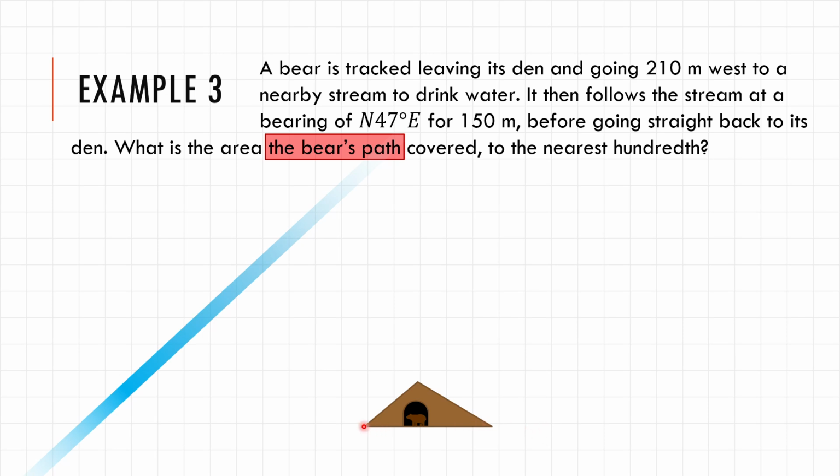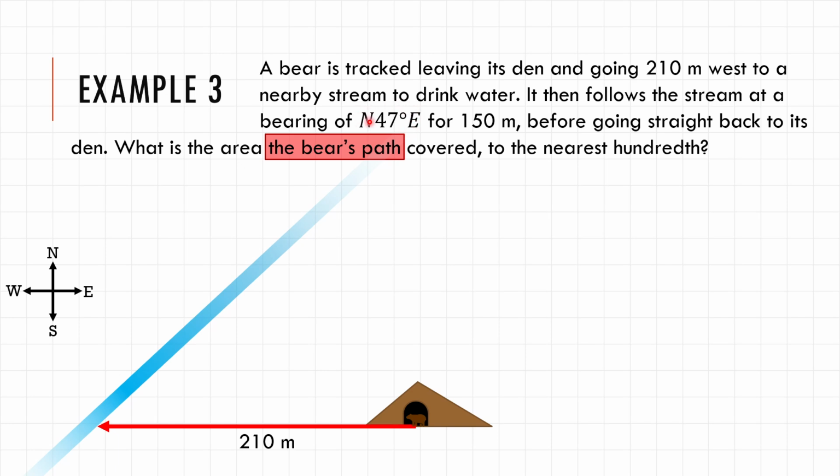Well, if you need a little help getting started, let me at least start you off by drawing the bear's path. So from here, we know that the bear leaves its den and goes westwards. So if I put a little compass rose in here, west is in this direction. So the bear sort of goes this way until it reaches the stream to drink water. It then follows the stream at this bearing right here. So this is after a 210-meter walk. He's going upwards along the stream.